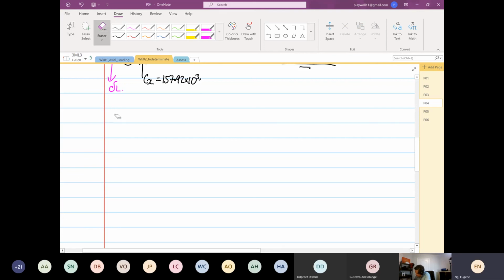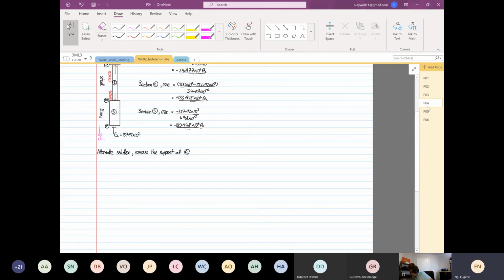Okay, this is an alternate solution. All right, so we are going to remove the load at point D now. So remove the load, remove the support at point D.